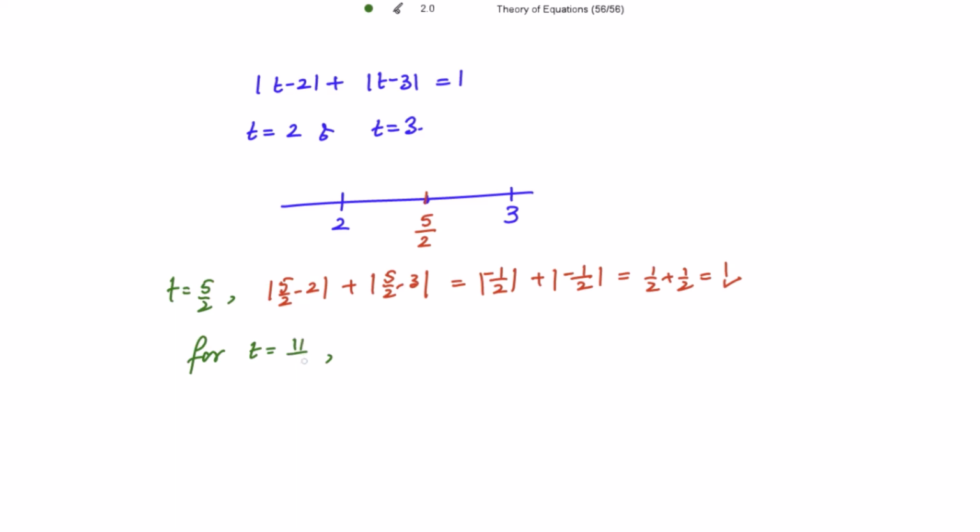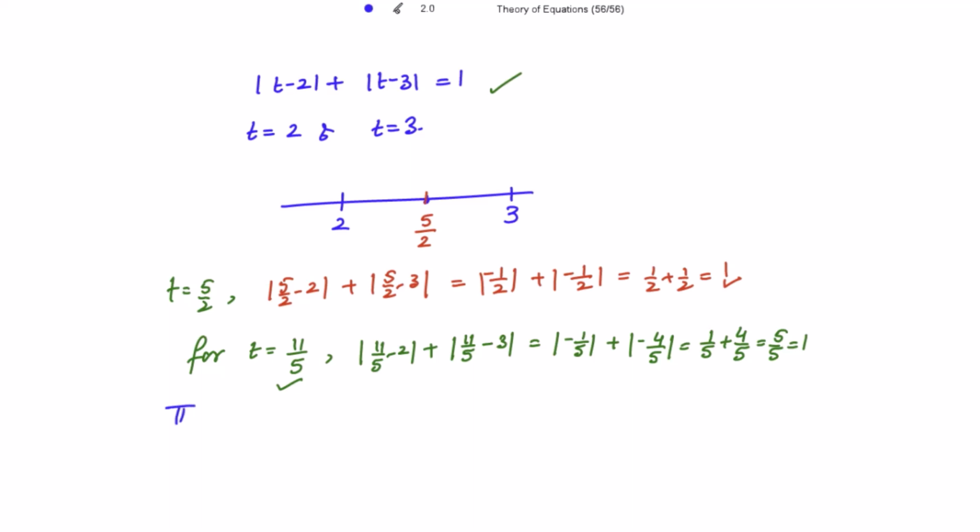Let's take another fraction between 2 and 3. For t equal to 11 divided by 5, what do we get? It is the absolute value of 11 divided by 5 minus 2 plus the absolute value of 11 divided by 5 minus 3, which is the absolute value of negative 1 over 5 plus the absolute value of negative 4 divided by 5, which gives 1 over 5 plus 4 over 5, that is 5 over 5, which is again equal to 1. So this value is also satisfying this given absolute value equation, which means the values of t between 2 and 3 are also satisfying this absolute value equation.